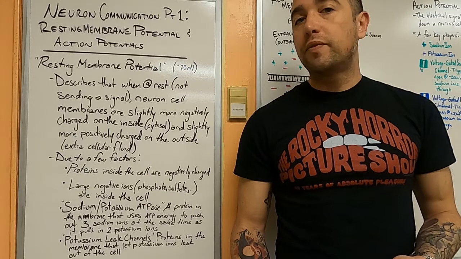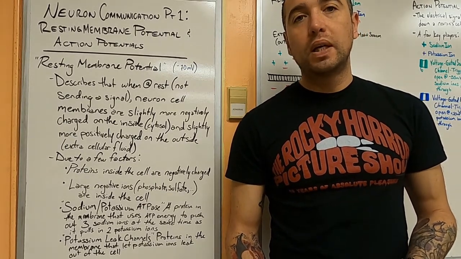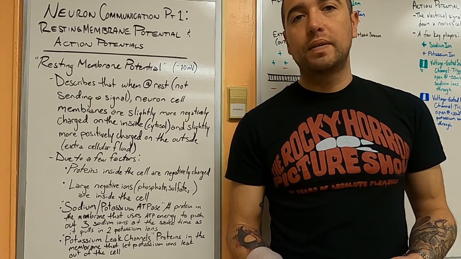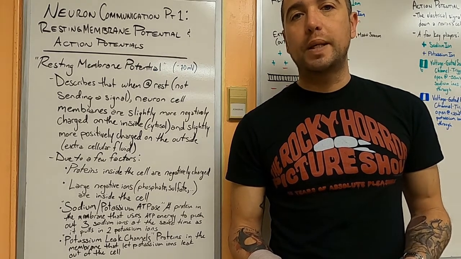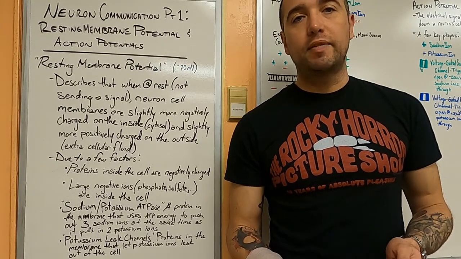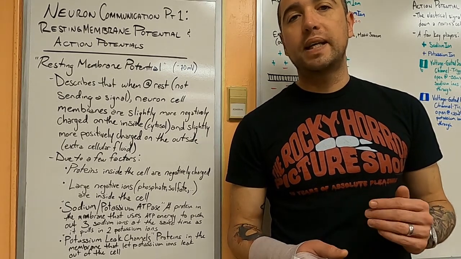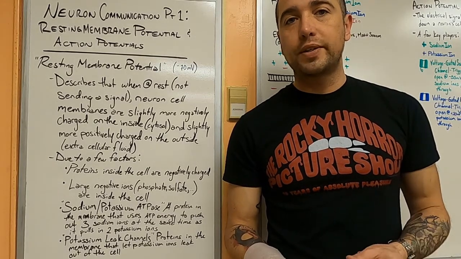Now, before getting into the action portion of this, we're going to first look at how a cell membrane is for a neuron when it is at rest. That's called resting membrane potential. The membrane of a neuron, when at rest, actually is a little bit more negative inside and a little bit more positive on the outside. This is due to a few factors.